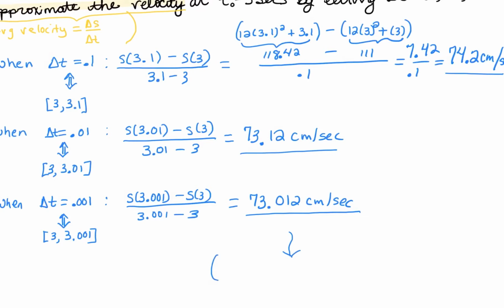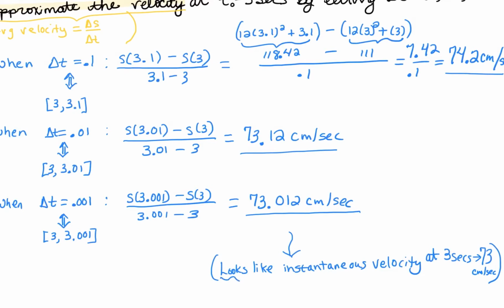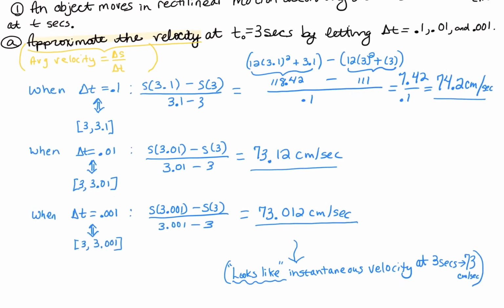So let's just say here that it somewhat looks like, and we'll see if that's true, maybe the instantaneous velocity, the velocity right at 3 seconds, looks like maybe it's approaching 73. So it kind of looks like these values are getting closer and closer to 73. We don't really know yet for sure, but that's what we're going to investigate here in part B.